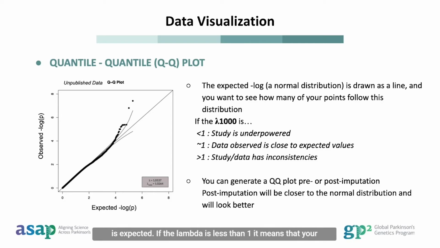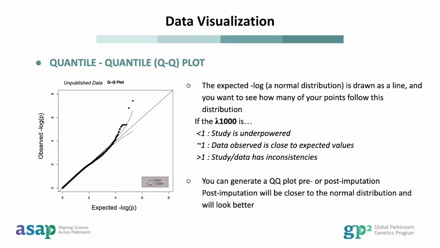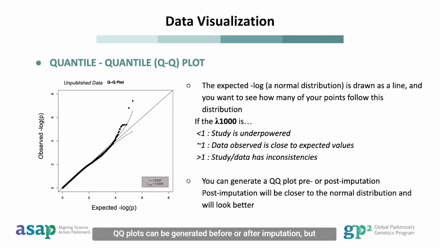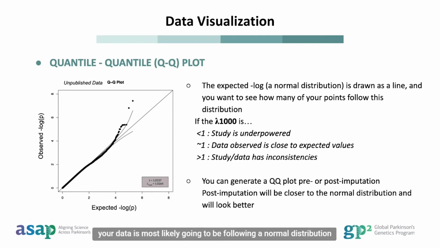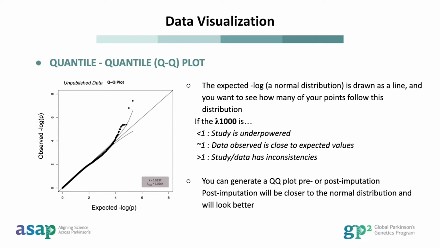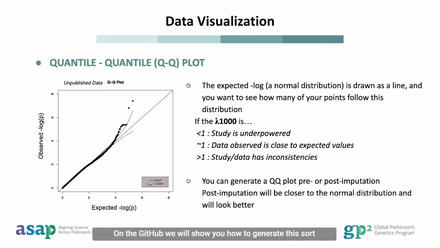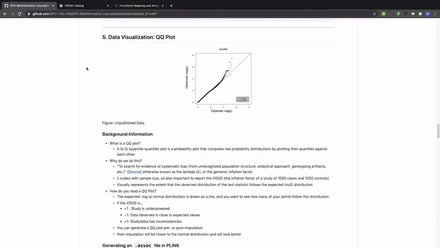If the lambda is less than 1, it means that your study is likely underpowered. However, if your lambda is greater than 1, the inflation could be because of the data or that the study has inconsistencies. QQ plots can be generated before or after imputation, but it is important to note that after imputation, given the number of SNPs, your data is most likely going to be following a normal distribution and will look much better. On the GitHub, we will show you how to generate this sort of plot in R on pre-imputed data.